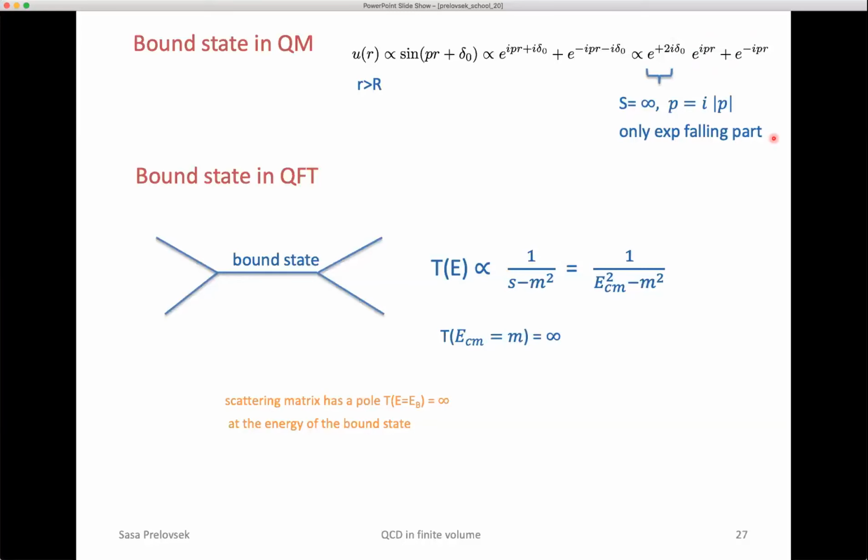What about in QFT? Actually, this is a bit easier to see in QFT. So if you have a bound state forming, if you have some scattering, the propagator for this bound state will be like this. So you see at the position of a bound state, the scattering matrix will be infinite. And that's the way we'll look for bound states in the lattice.